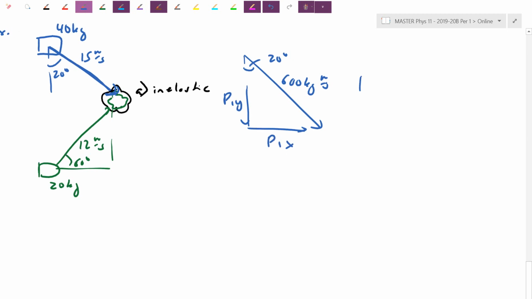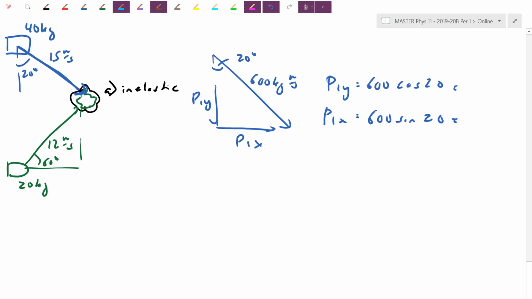Let's just derive those here. P1y is going to be the hypotenuse, 600, cosine of 20. P1x is going to be 600 sine of 20. Make sure you're in degree mode again. 600 cosine of 20 is equal to 564. 600 sine of 20 gives you 205. So that's P1y, P1x.